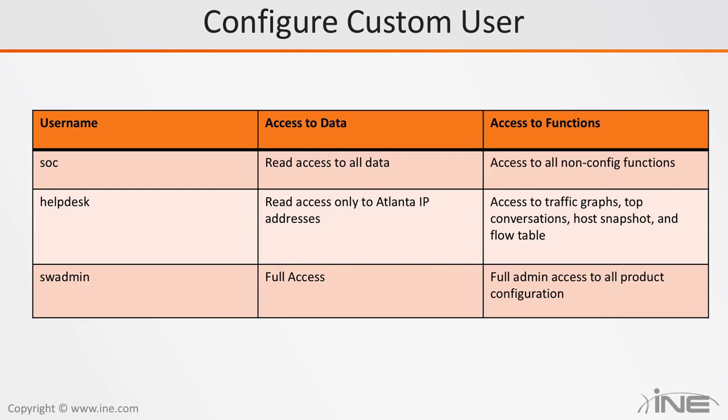Second role is help desk. Help desk is generally specific to a geographical location, so they will be given access to any data coming to a specific host group, and that host group will be called Atlanta. And in the Atlanta host group, it will contain the list of IP addresses that are given to Atlanta specifically. Apart from it, they will have access to graphs, the conversations, the host snapshots, but specific to the Atlanta IP addresses.